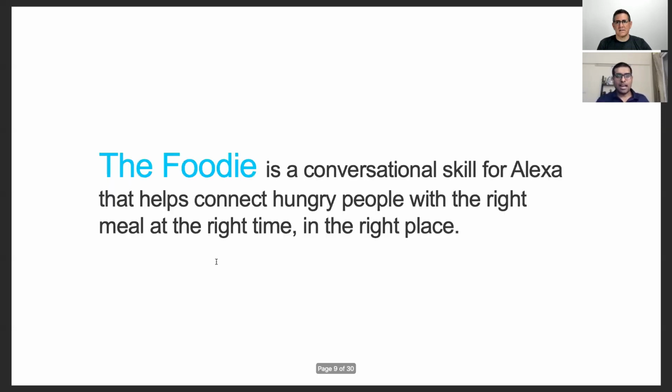And the idea that we sometimes go with is something that is very near and dear to my heart, eating food. We built a skill called the foodie, which is a conversational skill for Alexa that helps connect hungry people with the right meal at the right time in the right place. So I think this is very important.